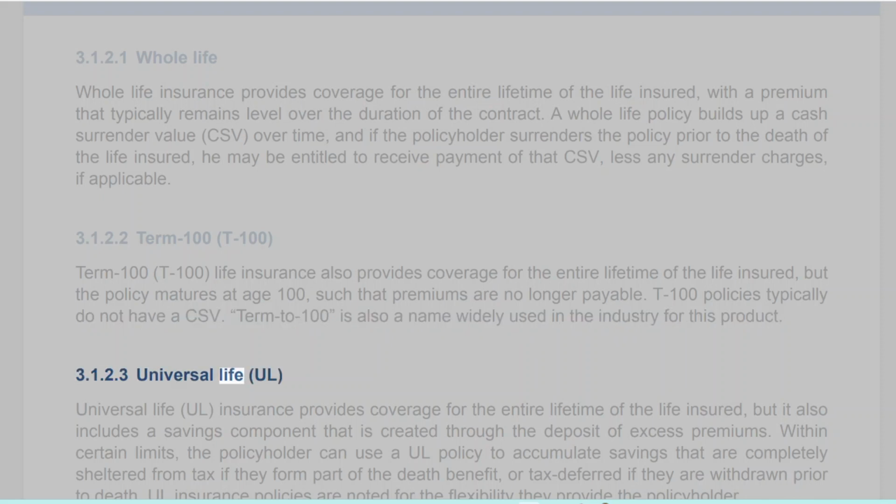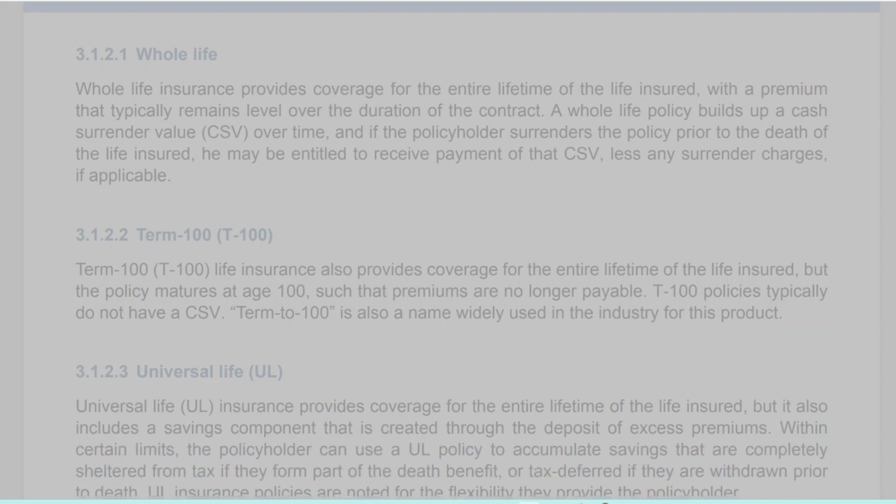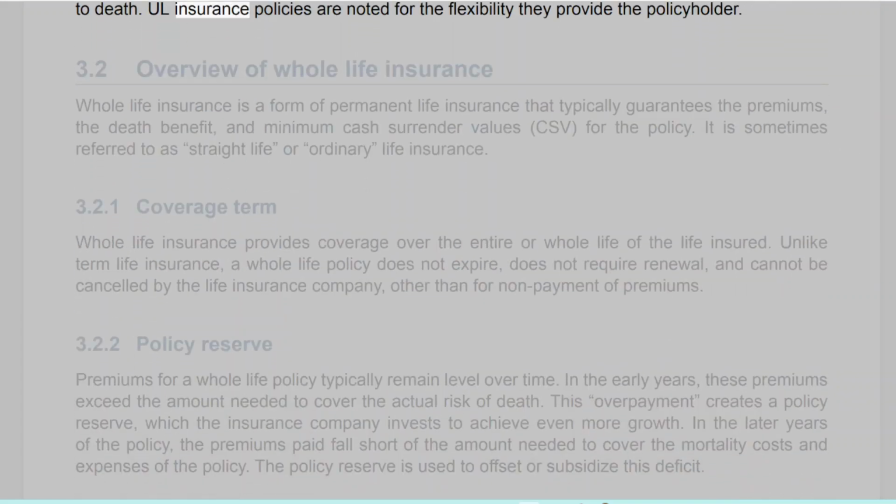3.1.2.3 Universal Life, UL. Universal Life, UL, insurance provides coverage for the entire lifetime of the life insured, but it also includes a savings component that is created through the deposit of excess premiums. Within certain limits, the policyholder can use a UL policy to accumulate savings that are completely sheltered from tax if they form part of the death benefit, or tax-deferred if they are withdrawn prior to death. UL insurance policies are noted for the flexibility they provide the policyholder.